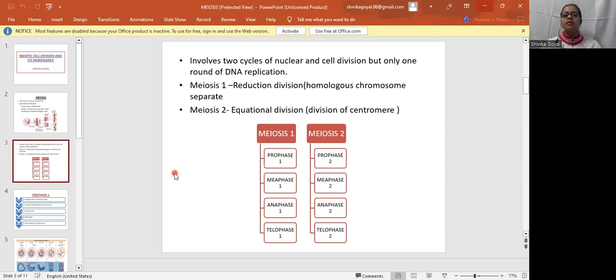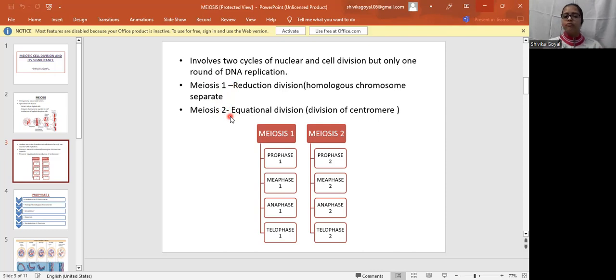Now, this meiosis occurs in two stages. First one is meiosis 1 and the second one is meiosis 2. Meiosis 1 is called the reduction division. Why? Because in meiosis 1, the reduction in the chromosome number occurs. And meiosis 2 is called the equational division. Equational division means the chromosome number remains same.